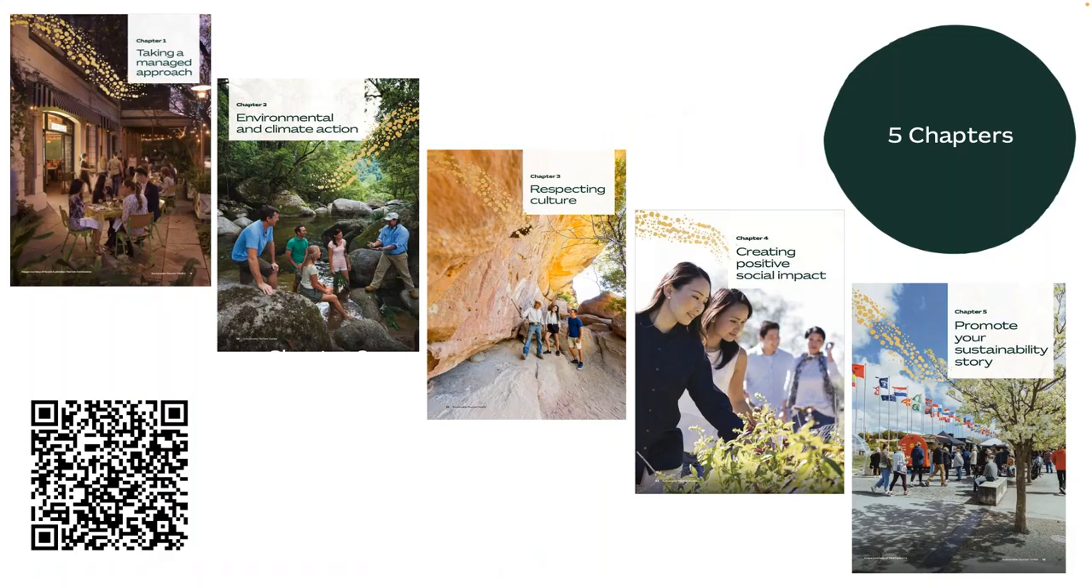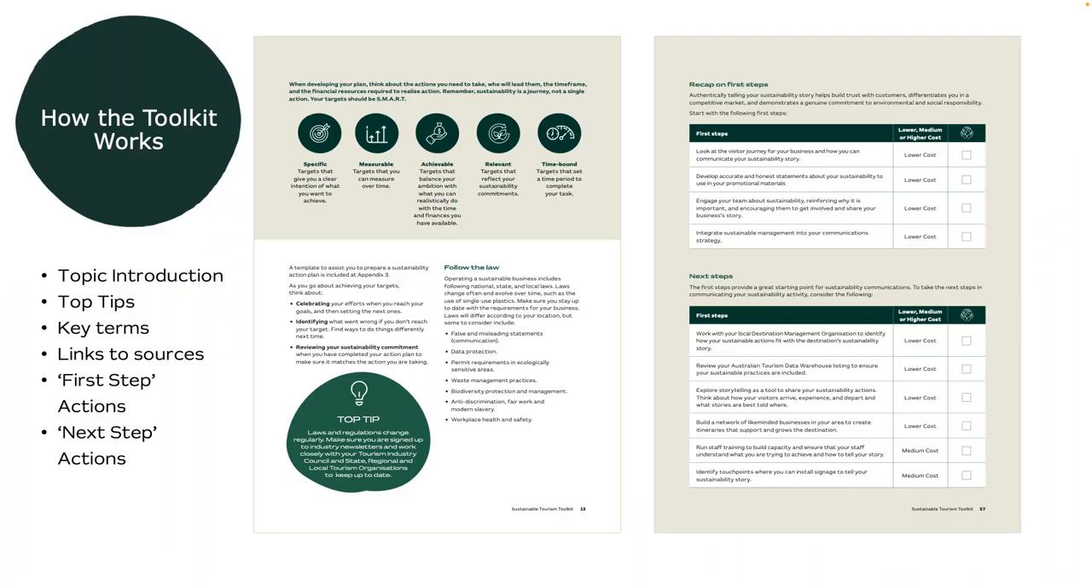There are five chapters in this toolkit that we're going to be going through today. To give you an idea of how the toolkit is structured: the toolkit sets out practical advice, guidance, and actions your business can take to improve your practices across the four pillars of sustainability. A key tip is that you can dip in and out of the toolkit. You certainly don't have to read it cover to cover. Use the toolkit like a toolbox. There are many tools in there for you to pick and choose as needed, made for all levels of business, from beginners to advanced.